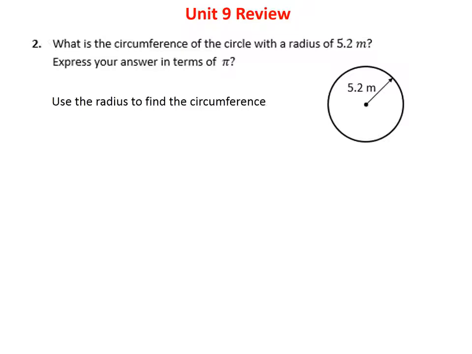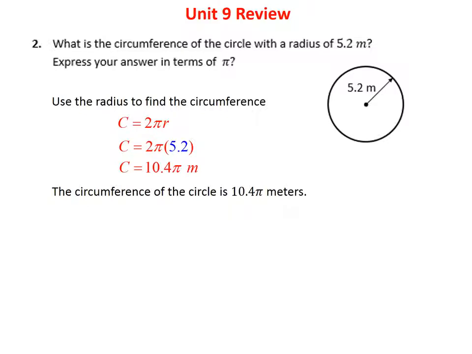First of all, let's just use our formula for circumference, which is the circumference equals 2 times pi times the radius. Our radius is 5.2, so we'll simply substitute 5.2 in for r in our equation. And now we just simplify. 2 times 5.2 is 10.4 pi, and our units here are meters, so our answer is 10.4 pi meters.